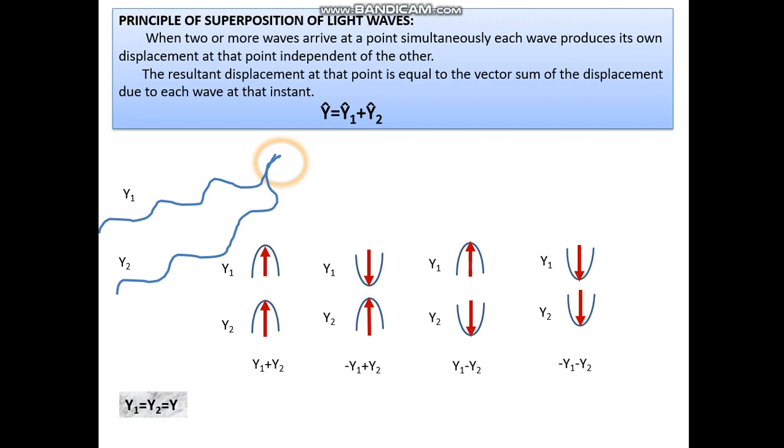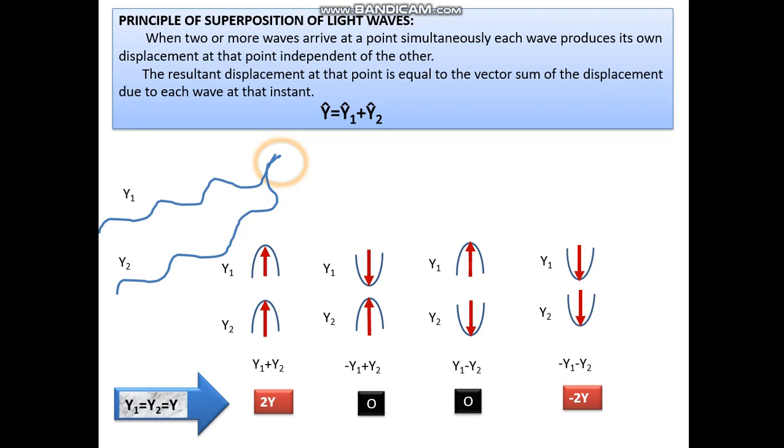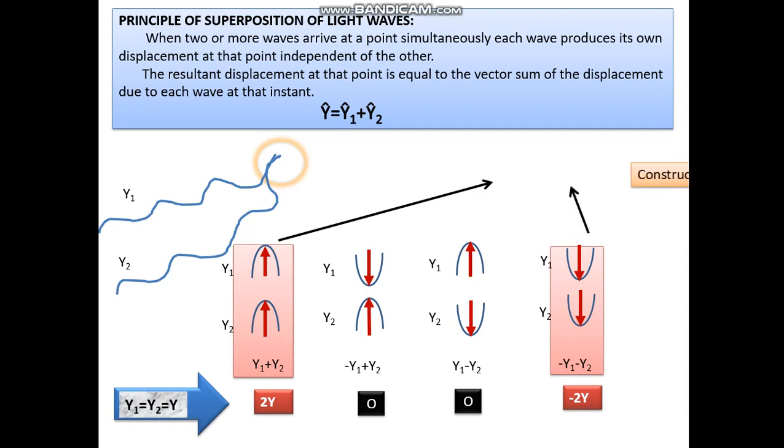If y1 is equal to y2 is equal to y, the amplitudes are same. All these are capital Y. You get it as 2y, 0, 0 and minus 2y. The crest and the crest, and the trough and the trough, give you what is known as the constructive interference. And the zeros give you the destructive interference.